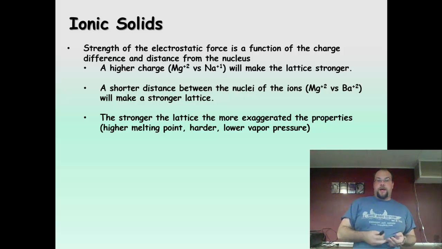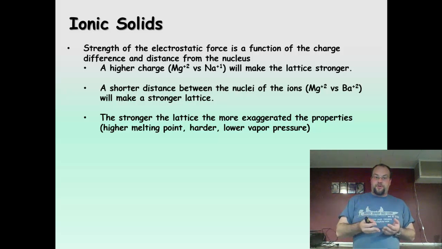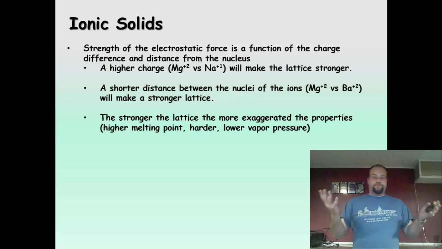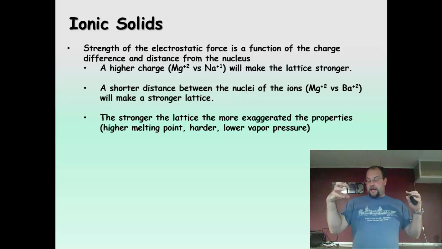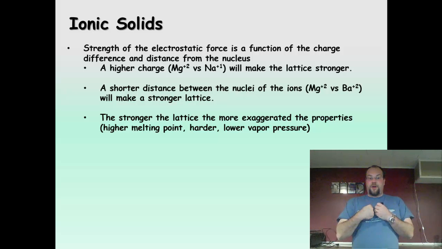So, if we have something with a high charge, like Mg2+, it will be stronger than something with a smaller charge, like Na, 1+. Right? 2 pluses are stronger than 1 plus. Makes perfect sense. The distance is measured from the center of one nuclei to the center of the other. So if I have small atoms in there, that's going to be stronger. Right? Mg is stronger than Ba, just because Mg is smaller, and so these ions are going to be packed in tighter, and they're going to feel that attractive force stronger.